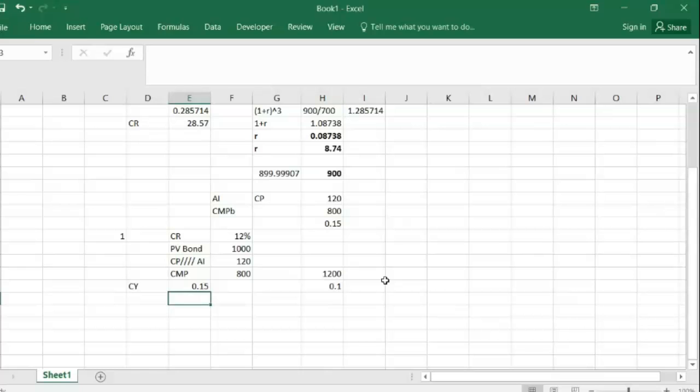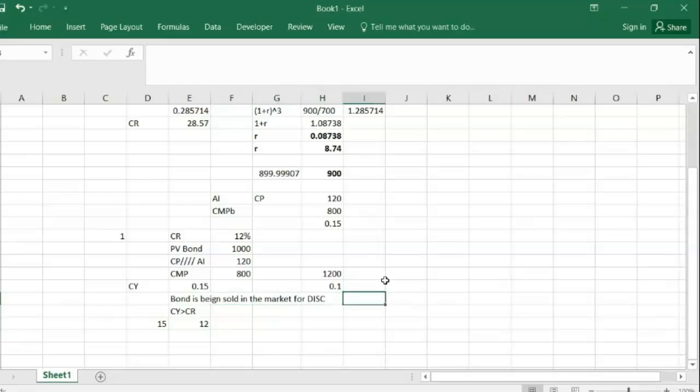What we understand is that when the bond is being sold in the market at a discount, the current yield is higher than the coupon rate. The current yield here is 15%, and the coupon rate is 12%. We can say the bond is being sold in the market at a discount.